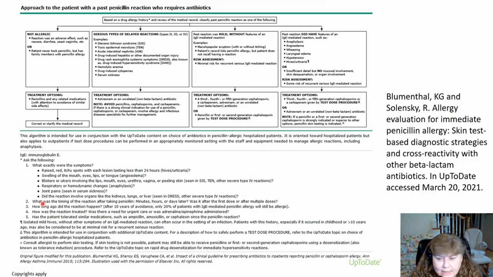These particular tables are from UpToDate, and they have a nice, easy chart in there about the approach to the patient with a past penicillin reaction who requires a decision about antibiotics now. And it was very hard to read, so I had made it in a little bit larger print.